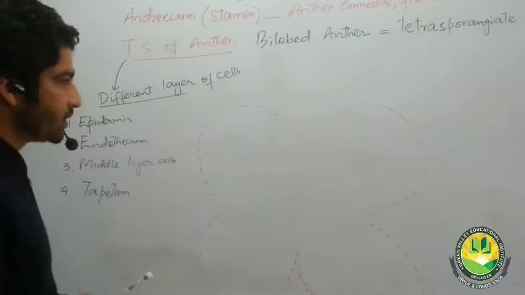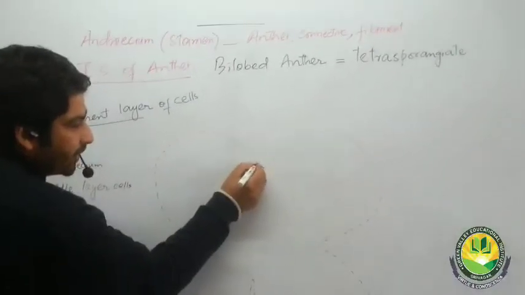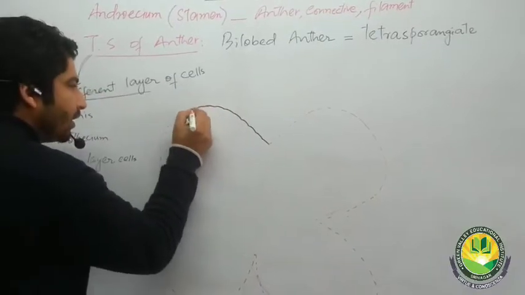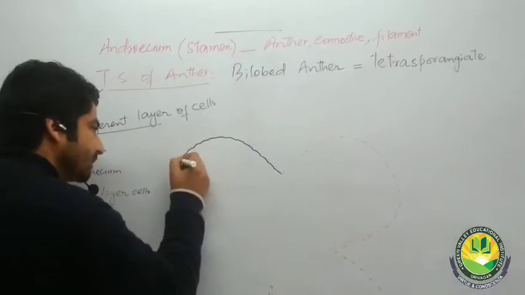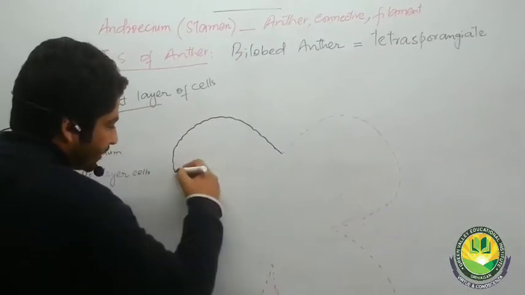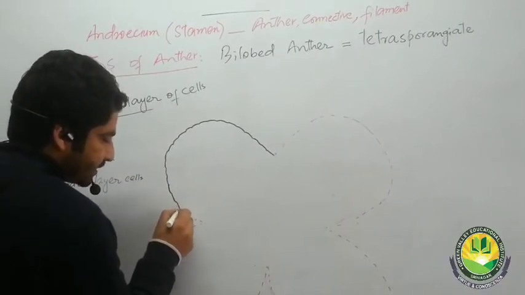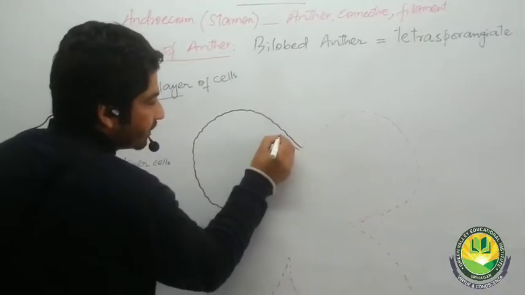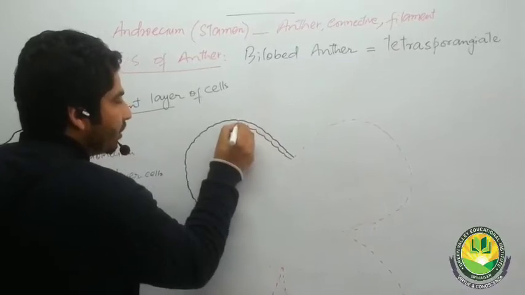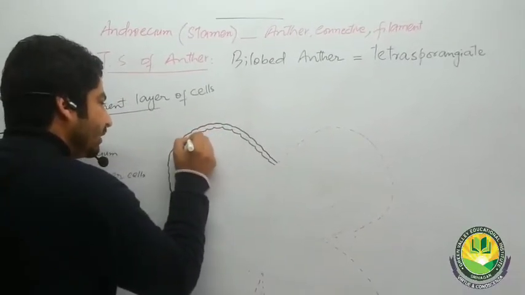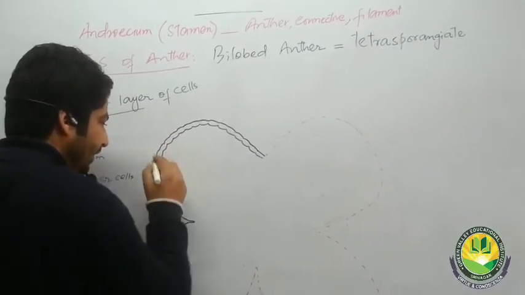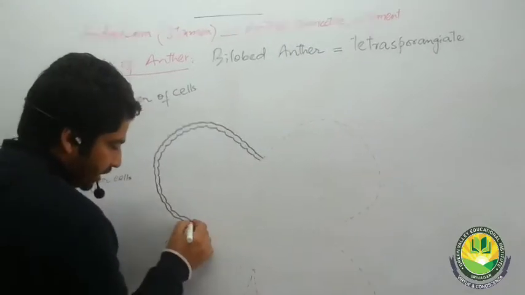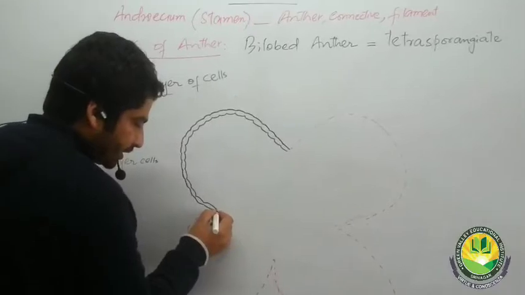The first layer of the cells present in this anther are the epidermal cells. These are the cells which form the covering of this anther. So I am drawing here the epidermal cells, the layer of cells which form the covering of this anther. I am drawing here the epidermis. So what is the role of this epidermis? The role of the epidermis is to give protection. That means to form the covering.